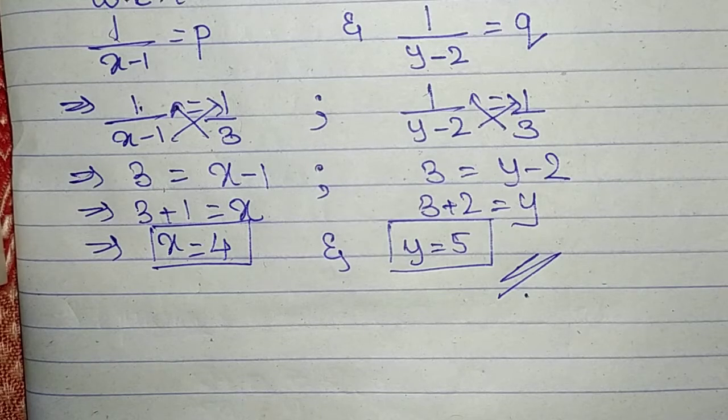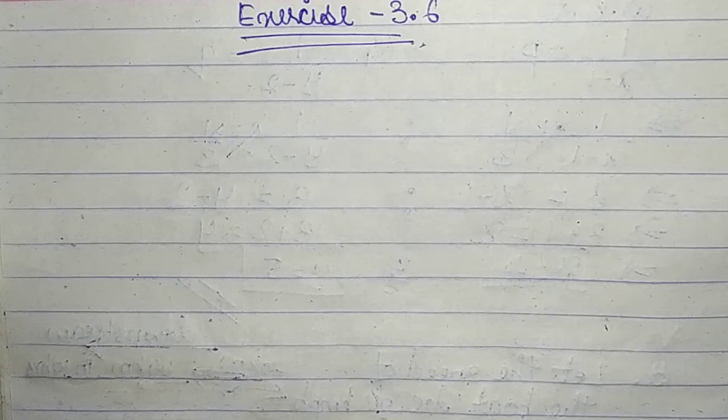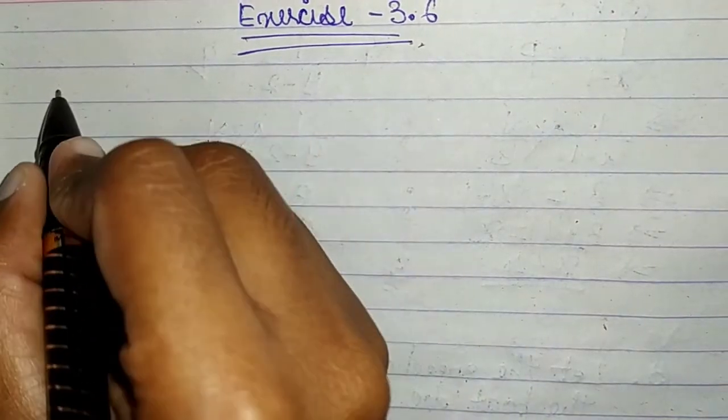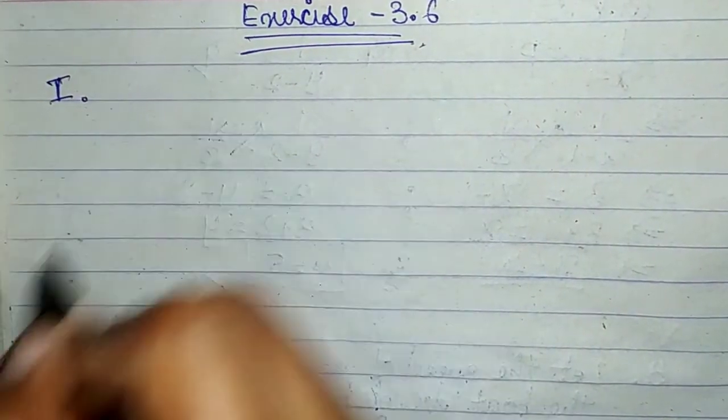If you want, you can go through them, example 17 and example 18. So now coming to the last exercise of your chapter, pair of linear equations in two variables. The first main question: solve the following pairs of equations by reducing them to a pair of linear equations.